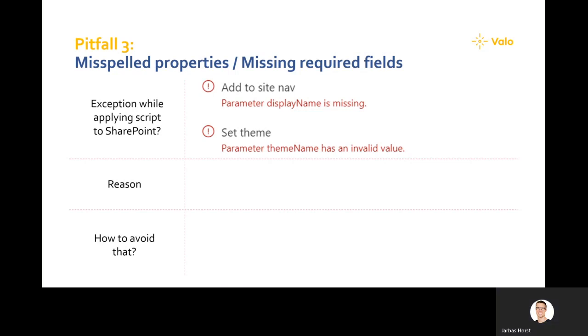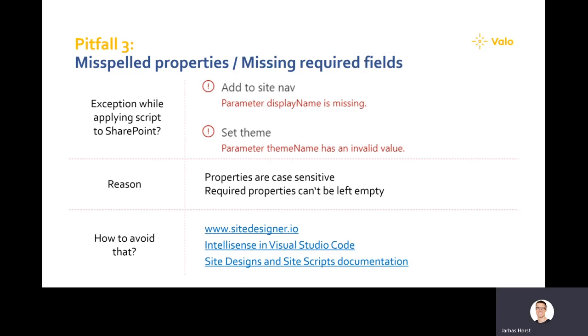Well, what's the reason here? Properties are also case sensitive. Correct would be to have the display name written in a different way. And required properties like theme name must have a value. How can I avoid that? Consider using the Site Design IO website, IntelliSense, check out Microsoft documentation, and also check out Yannick's contribution.